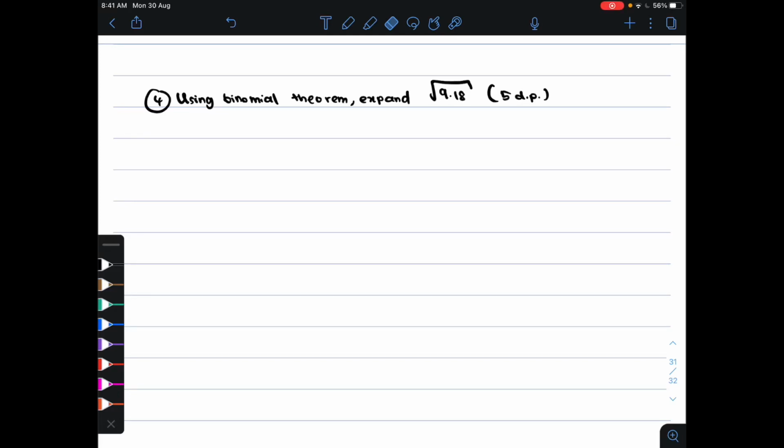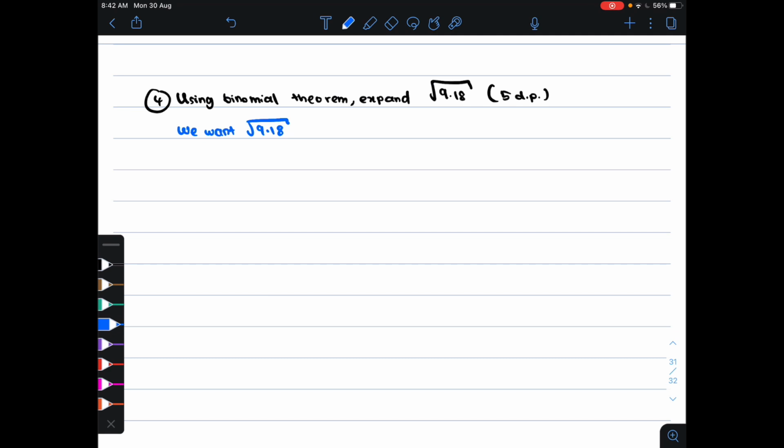For question 4, we need to use the binomial theorem in order to expand square root of 9.18. And we need the final answer in 5 decimal places. So this means that in your working steps, try to have 5 or more decimal places.